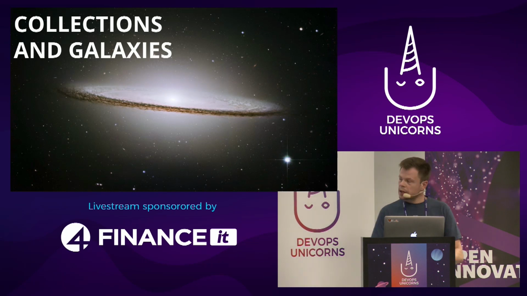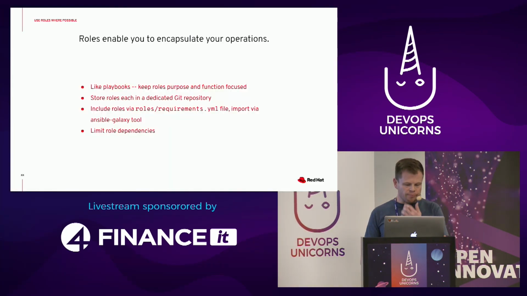Okay, so roles and Galaxy. So a role is just an encapsulation of operational functions. Okay, it should be in its own Git repo, as we mentioned already. Any dependencies store in the requirements YAML, and another key point is limit dependencies. So again, simplicity.